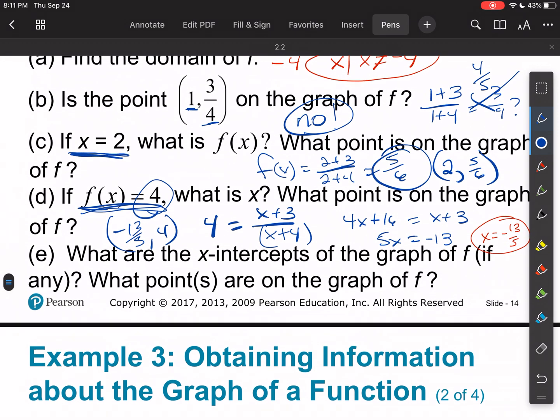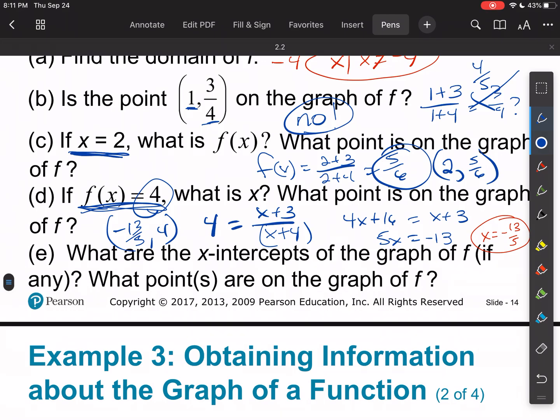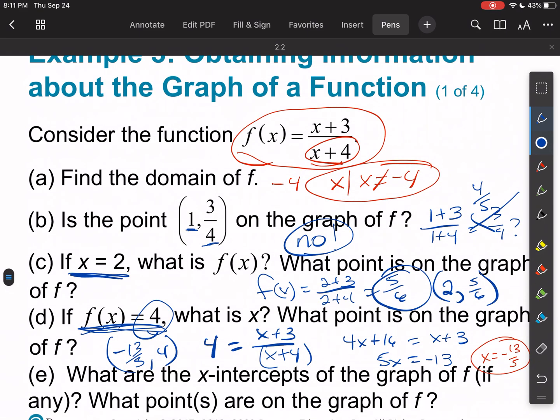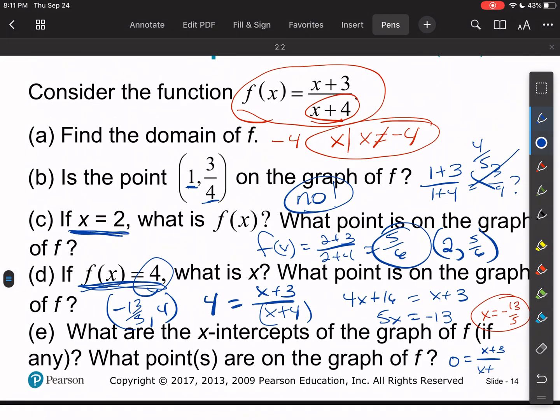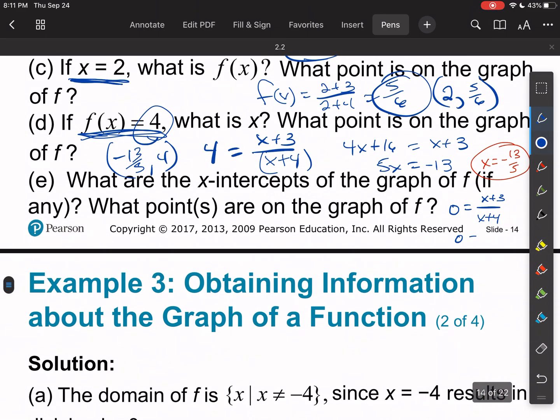Okay, and then for E, it says, what are the x-intercepts of the graph of f, if any? All right, so x-intercepts happen when y values are 0. So what happens if f of x goes to 0? I have 0 is equal to (x + 3)/(x + 4). Multiply both sides by x + 4, I get 0 is equal to x + 3. So then x is equal to negative 3. So we have an intercept at negative 3.